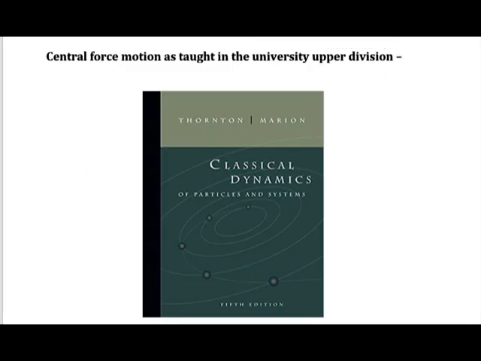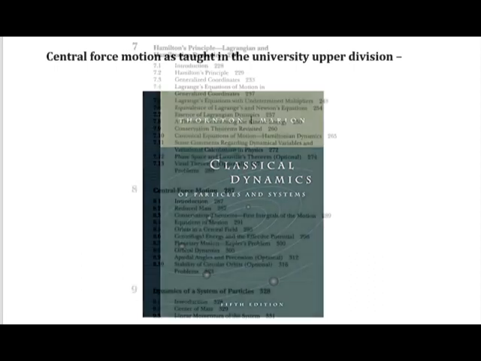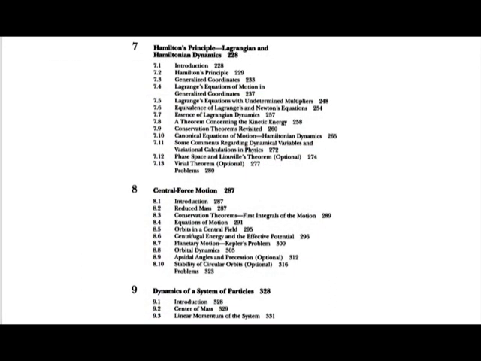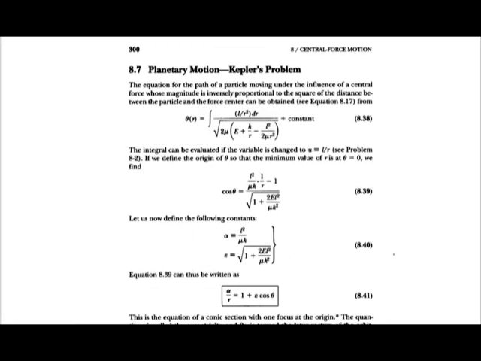Central force motion is also covered in an upper division course at the University of South Florida in classical dynamics. The course uses the popular and representative text, Classical Dynamics by Thornton and Marion. This is the index to the book. The chapter on central force motion starts on page 287 and covers various aspects of generalized central force motion. We'll focus on the analysis of planetary motion. The section Planetary Motion, Kepler's Problem, includes a derivation of a generalization of Kepler's laws from Newton's law of gravity and the second law of motion.